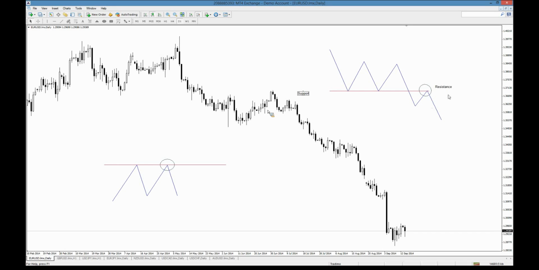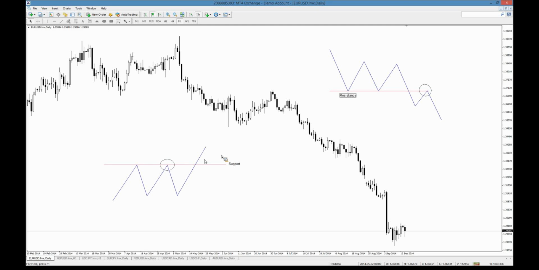Now, if we go back over here, just the opposite. We have resistance, so we had sellers come in. Then we had sellers come in again, okay? Then we get a move up through the level, so it breaks the level. Resistance is no longer held. So what we look for now is support.